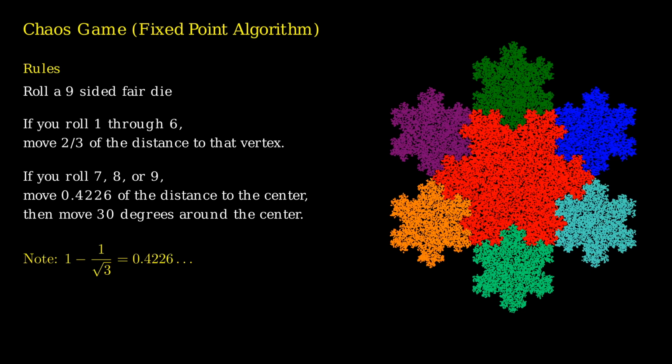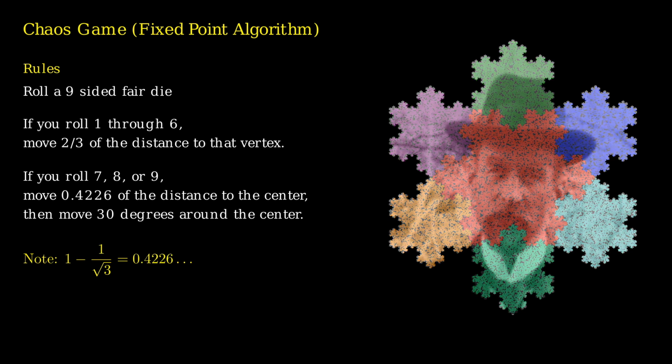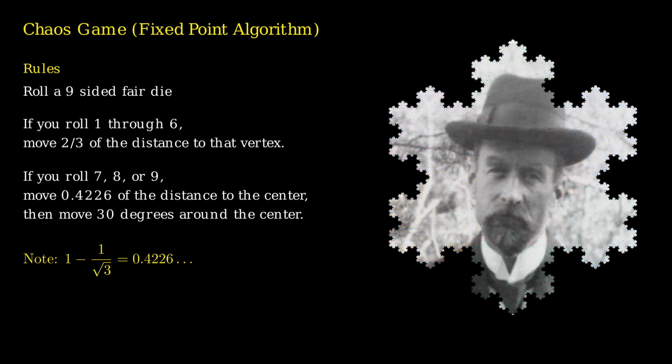And just as with the random iteration algorithm, we can use the technique of color stealing by playing the chaos game simultaneously on both a suitable input image and the snowflake, as, for example, with this image.